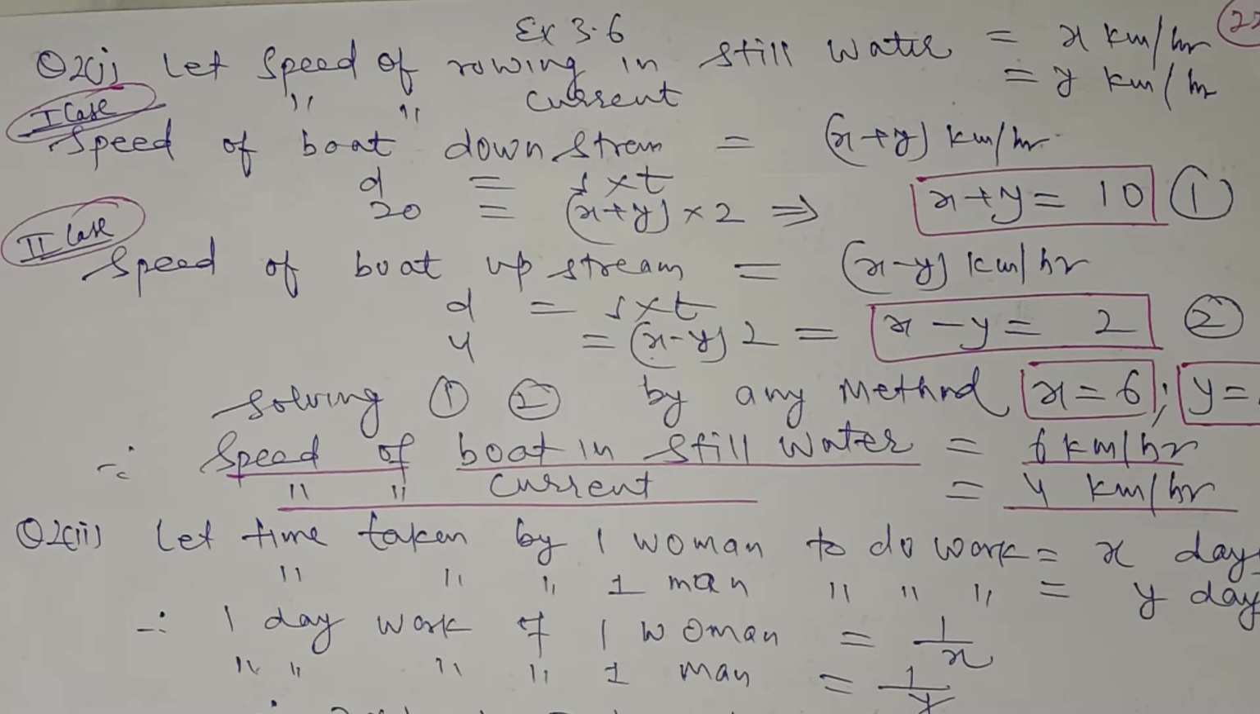You must know the meaning of downstream. Downstream means when we move along the flow. Moving along the flow means when you are moving in a river, in a boat, if you move with the flow of the water, then it means downstream. And when you move the boat against the flow of the water, then it is known as upstream.